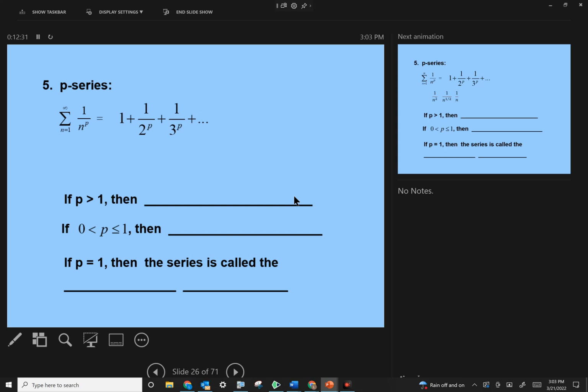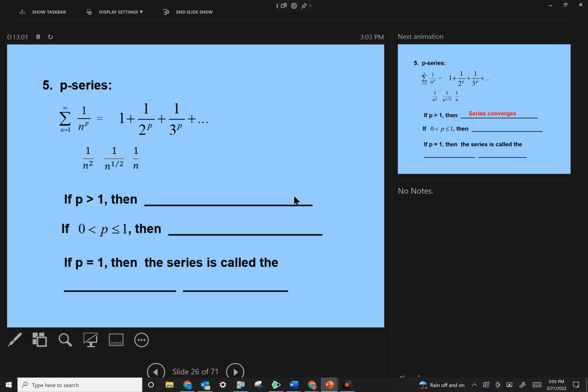So what would this look like? It might be a 1 over n squared. It might be a 1 over n to the 1/2. It might be a 1 over n to the 54th, right? Basically, any power of n on the bottom is called a P-series. Any power of n on the bottom is a P-series. This is the one that will start to kind of blow things wide open, where we can really start to do some thinking here, okay?